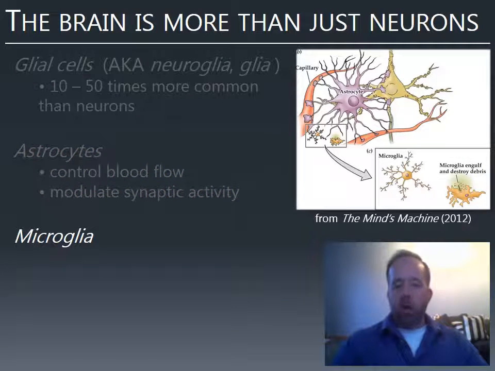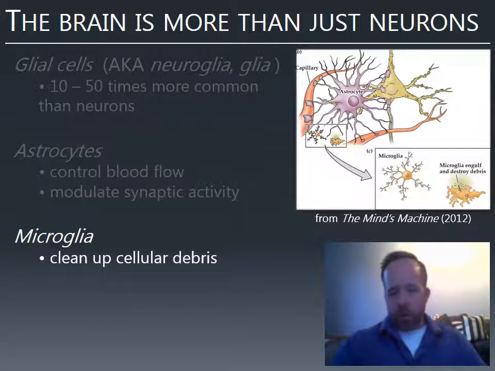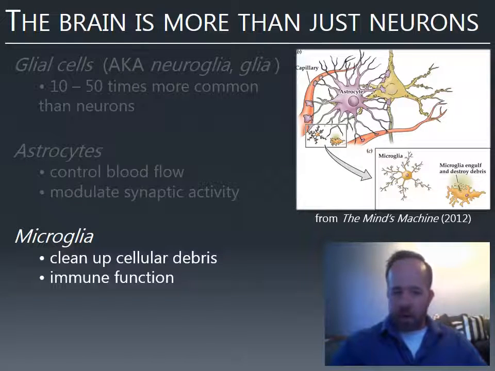You also have microglia. As the name suggests, they're very small. And these do things like clean up the garbage around neurons and other glia. They have sort of an immune function. They'll sort of vacuum up invaders and destroy them.